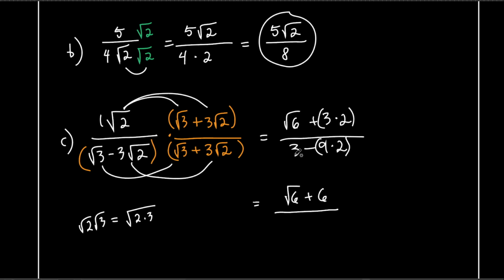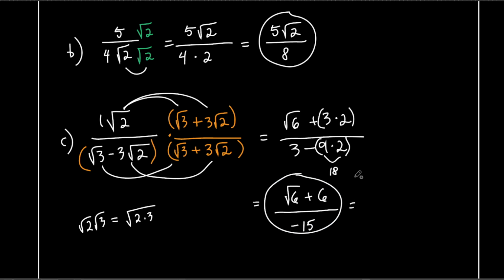Let's do the bottom. 3 minus what is this? What's 9 times 2? Well, 9 times 2 is 18. So 3 minus 18 is negative 15. Now, you could keep it like that. I'd be perfectly fine if you kept it like this.